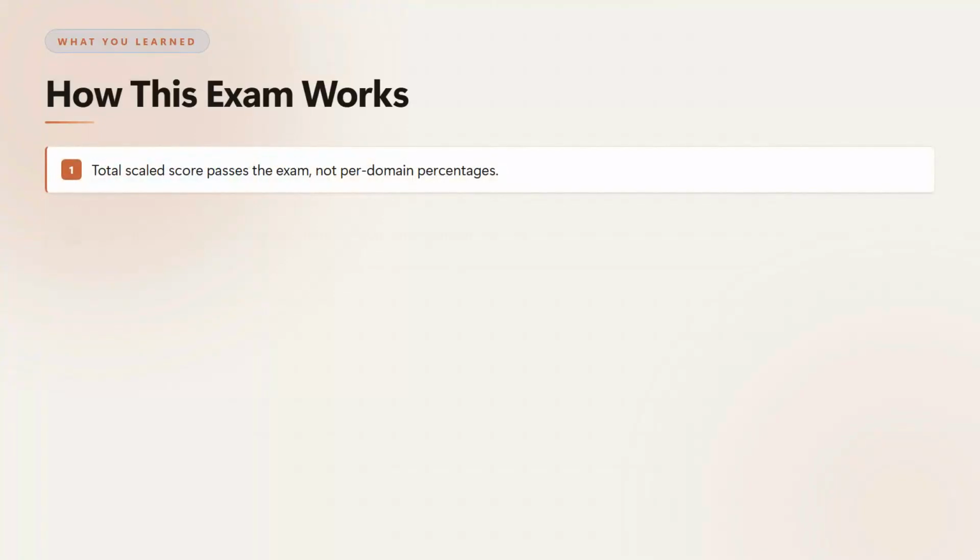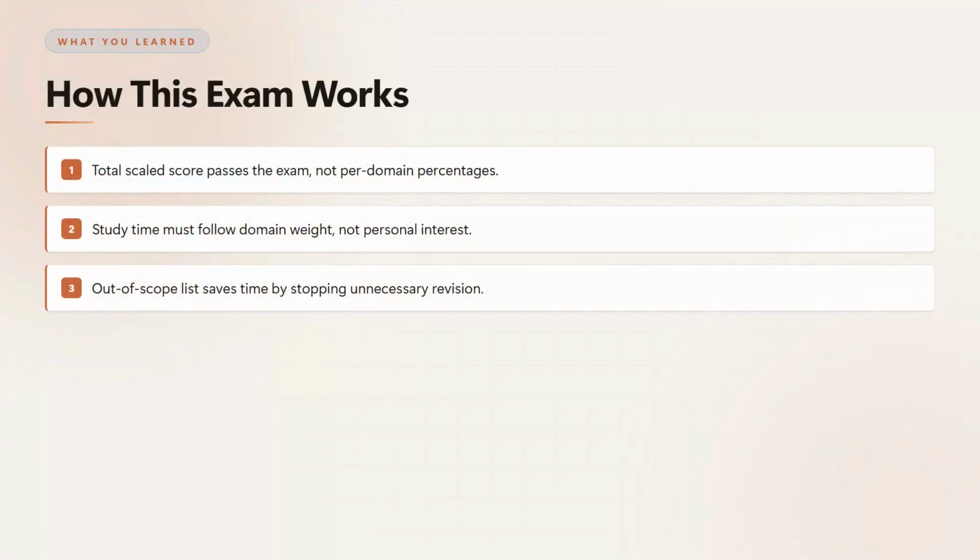So remember, the pass is your total scaled score, those domain percentages are just diagnostic. Allocate your study time by domain weight, not by what you enjoy. And check the out-of-scope list early, it stops you revising things the exam will never ask.